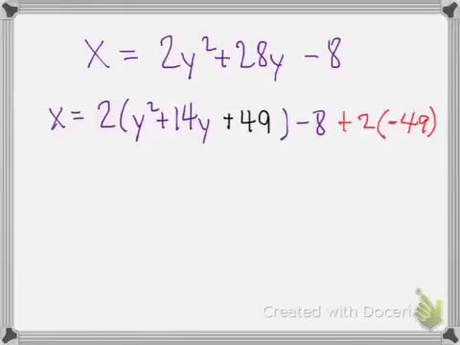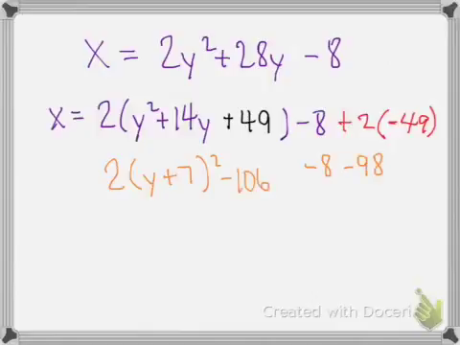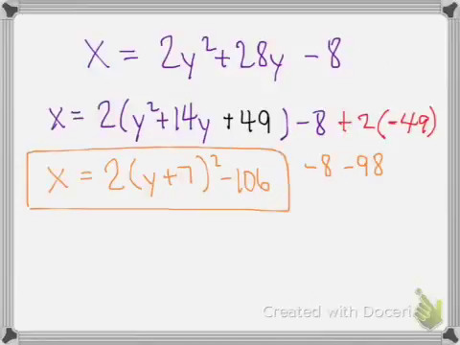Okay. When I do that, y squared plus 14y plus 49 can be written as, what multiplies to give me 49 but adds to give me 14? Well, 7 and 7. So it can be written as y plus 7 squared. And then I can put negative 8. And then I add 2 times negative 49 is negative 98. If I put those together, I get negative 106. So I end up with my final answer, which is x equals 2 times y plus 7 in parentheses squared minus 106.